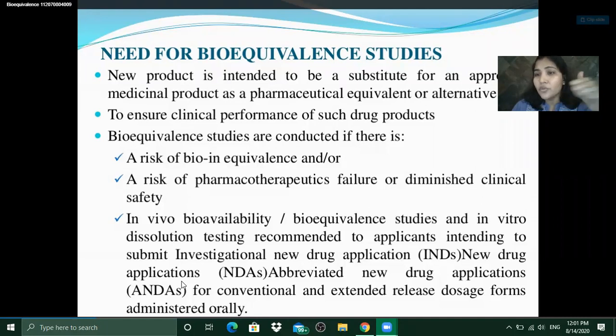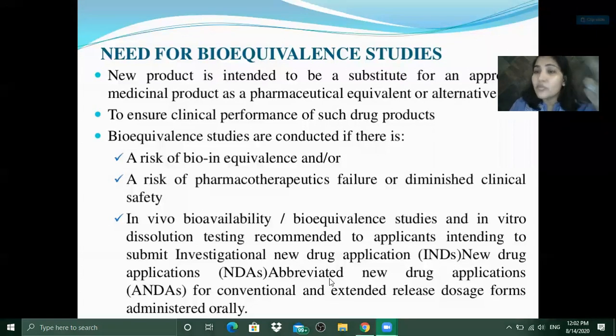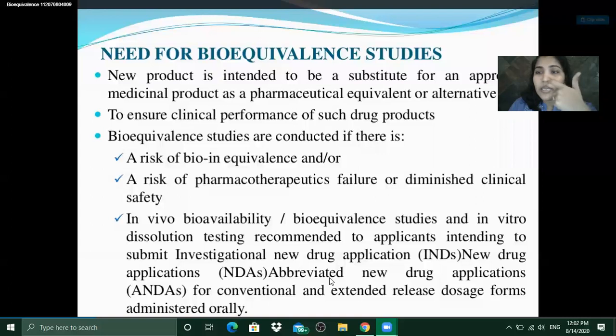So when you have a new drug application, when you have an investigational new drug, when you have an abbreviated new drug application for extended release, means these are modified dosage forms. Conventional or extended release dosage forms come under the modified oral dosage forms. So when you have an abbreviated drug application for these conventional or extended release dosage forms, even when you have in vivo data and dissolution testing data, you will still be conducting the bioequivalence studies for this.